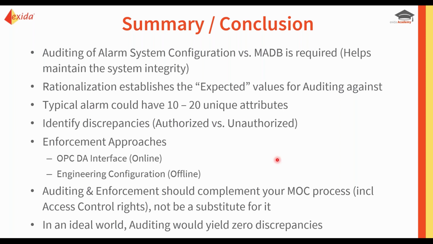So auditing is a required task in the alarm management standards. The purpose is really to help you maintain the alarm system integrity, particularly after you've done rationalization. And rationalization is what actually establishes the expected values that you're going to compare to when you do your audit. We saw for each alarm, there could be 10 to 20 different unique attributes that potentially should all be audited.